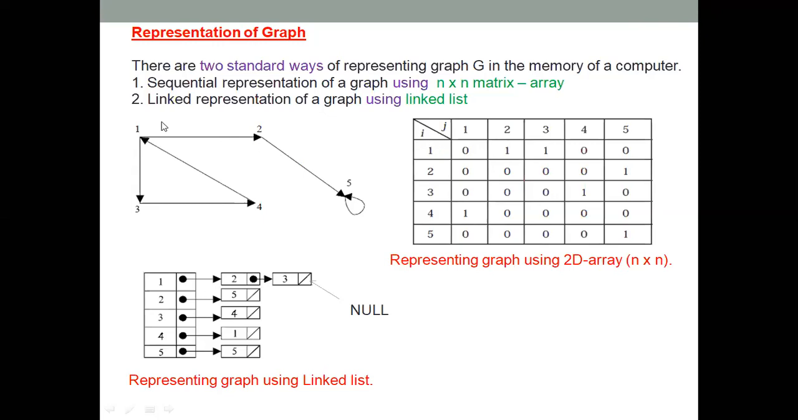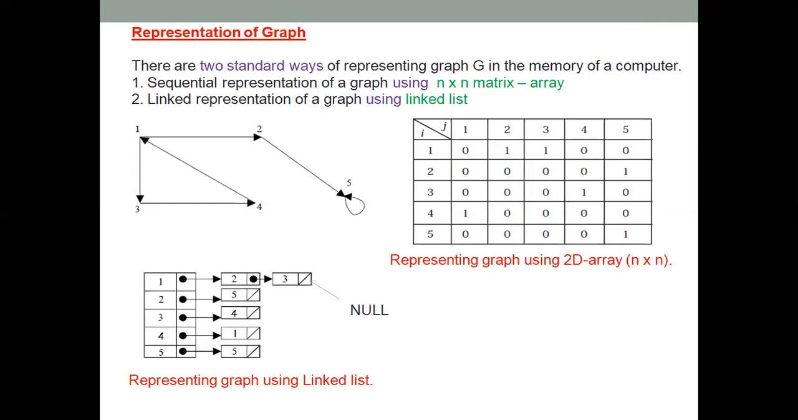How about 1 to 3? 1, 2, 3, the arrow is pointing also. So you put 1. How about 1 to 4? See, 1 to 4, the arrow is not pointing. Only from 4 to 1, it is pointing. From 1 to 4, there is no arrow pointing. So you put 0. So 1 to 5, also no pointing here. This is 1 to 5, there is no pointing. So you put 0.